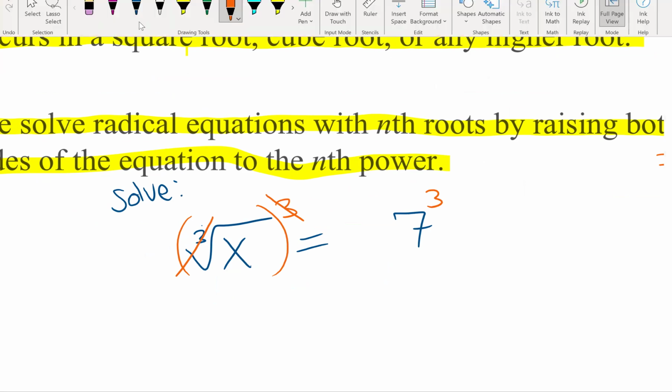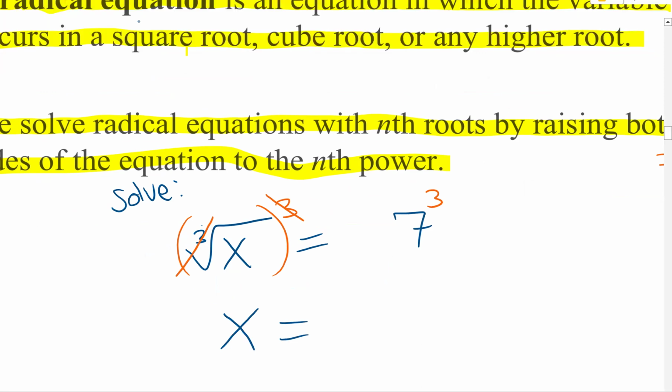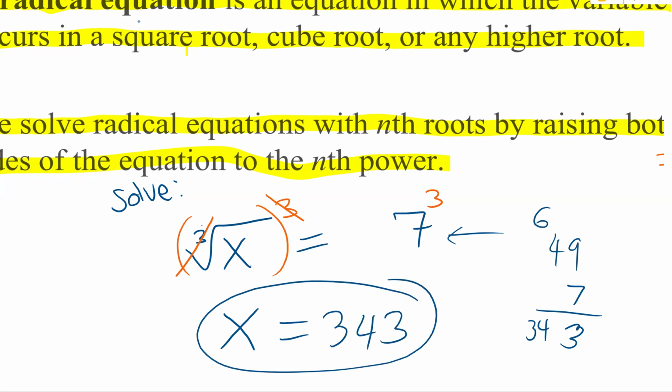And it would be the same with the square root. If I had a square root, I would raise both sides to the second power. If I had a fourth root, I would raise both sides to the fourth power, and so on. I should have thought this out before. I know 7 times 7 is 49. What's 49 times 7? 343. Ooh, that escalated quickly. So the answer is 343 because the cube root of 343 is 7, apparently.